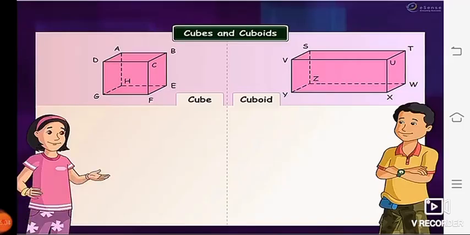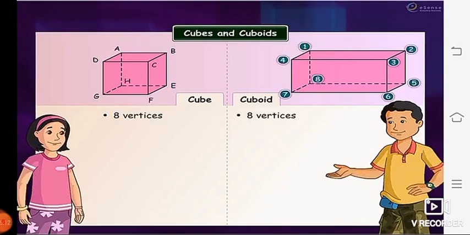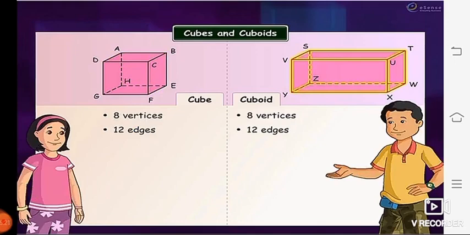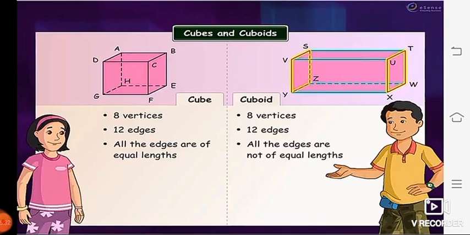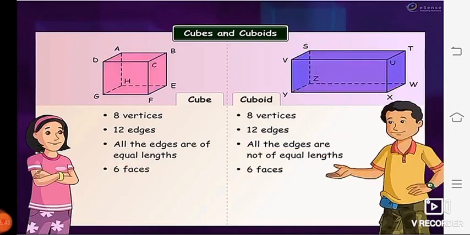Let us now revise the properties of cubes and cuboids. A cube has 8 vertices. A cuboid also has 8 vertices. A cube has 12 edges. A cuboid also has 12 edges. All the edges of a cube are of equal lengths. All the edges of a cuboid are not of equal lengths. A cube has 6 faces. A cuboid also has 6 faces.